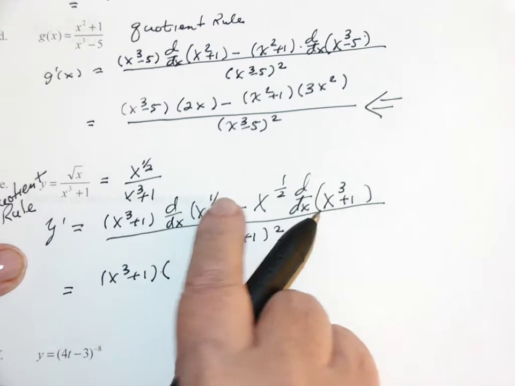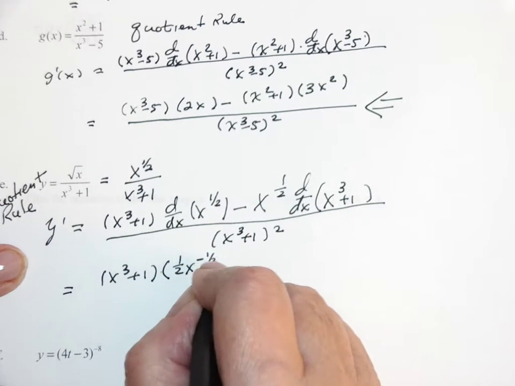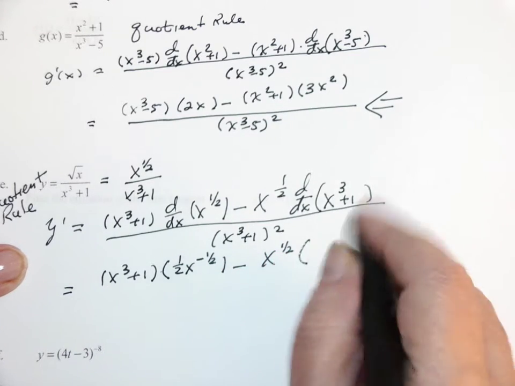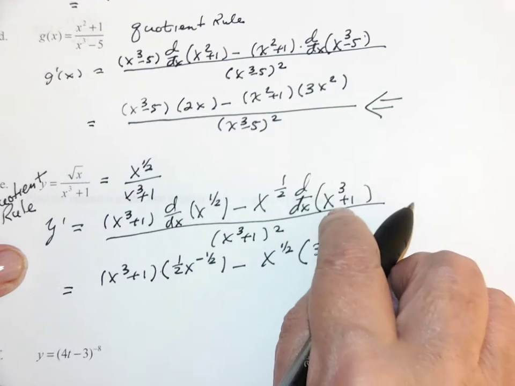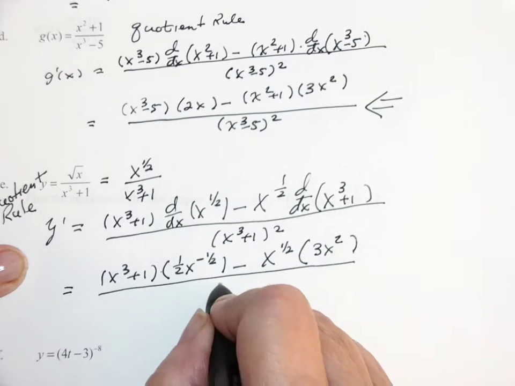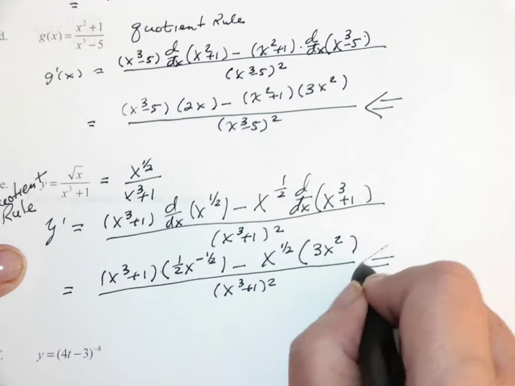The derivative of x to the 1/2 is 1/2 x to the negative 1/2, minus x to the 1/2 times the derivative of x cubed, which is 3x squared. The derivative of 1 is just 0, all over the denominator squared.